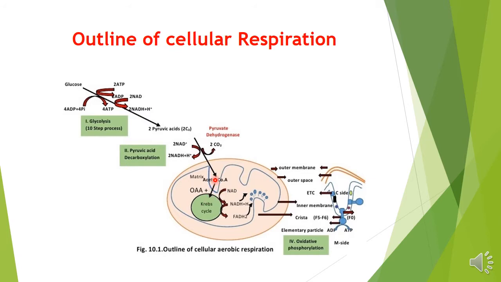the conversion of this acetyl coenzyme A into the citric acid cycle, and then the next step will be how the reduced coenzymes produced from this will be fed to the electron transport chain, and what will be the last step, that is the oxidative phosphorylation. So today our focus will be on this point.